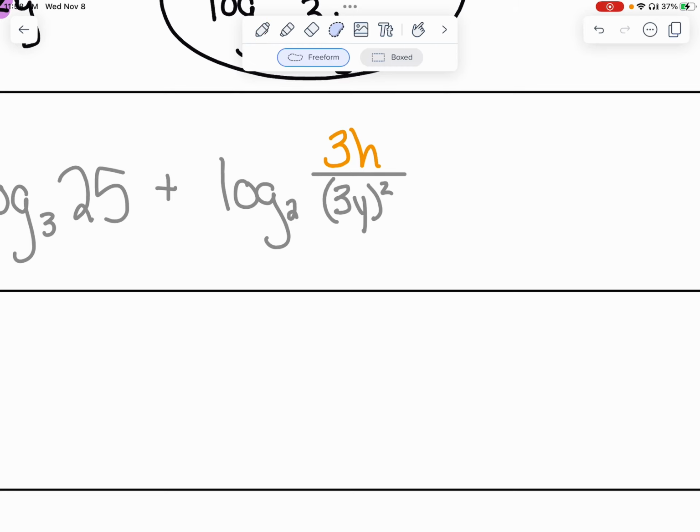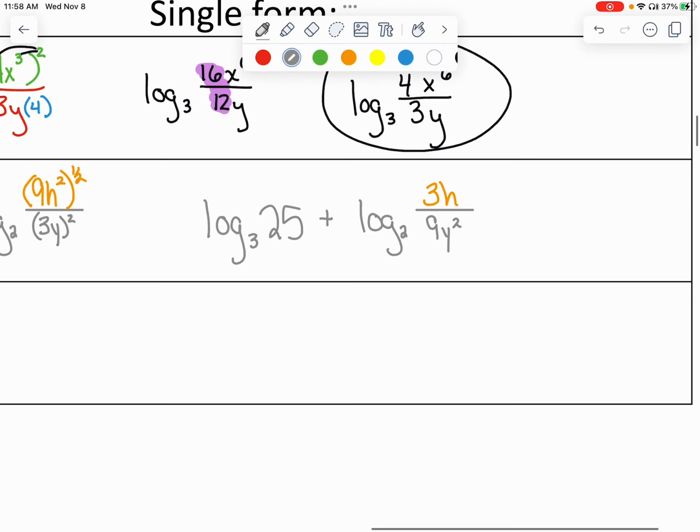Now in the denominator, I'm going to have to apply my squared. So instead of having 3 squared, I'm going to make it 9. And instead of having y to the power, I'm going to have y squared. So I had 3 squared, which is 9, and then y squared. Please rewind the video and watch again if you need to.